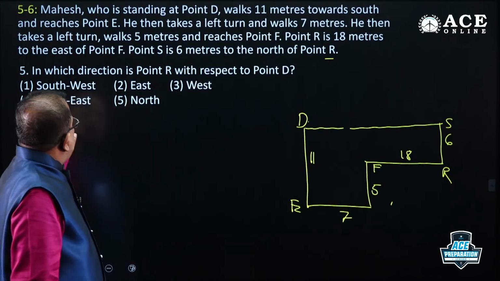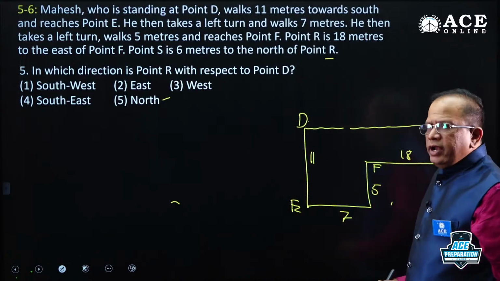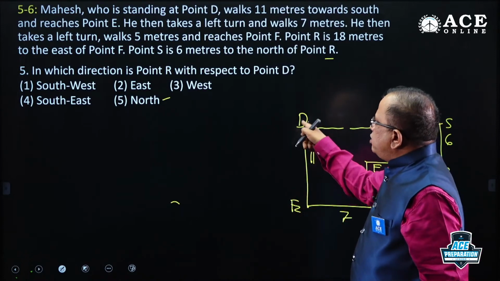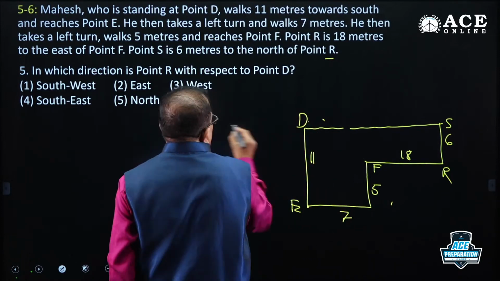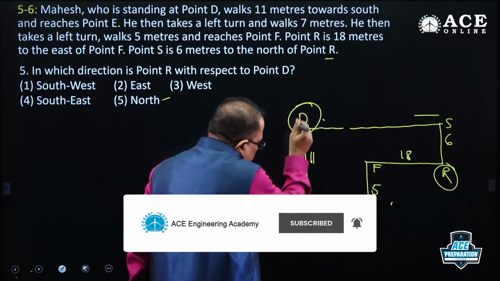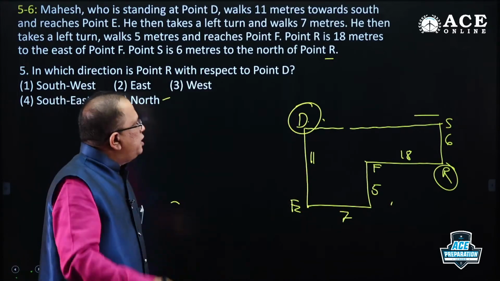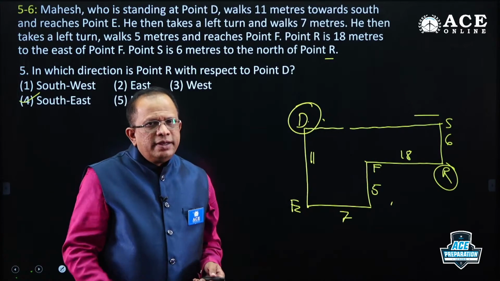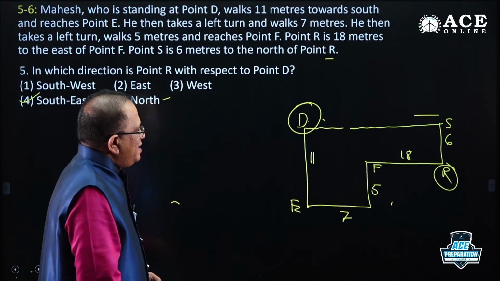Question number 5. In which direction is point R with respect to point D? With respect to, that is the referral point. So always go to the referral point. With respect to D, D is here. Then where is R? D is here, R is here. Now, is it towards east? No. Is it towards south? No. It is in between. If it is in between, what is it? Southeast. So, southeast is the answer. Is it clear? So simple. Once the diagram is there, you can solve the questions easily.